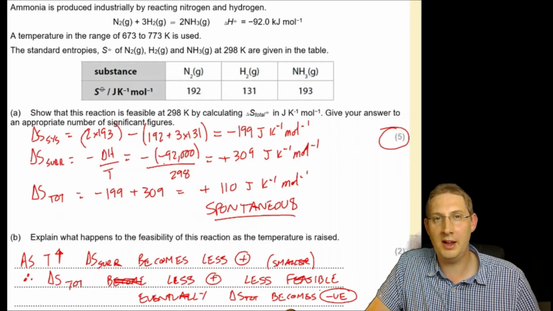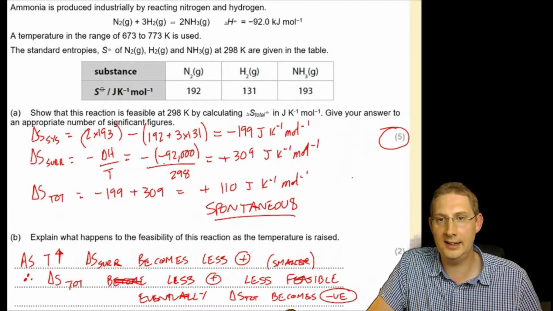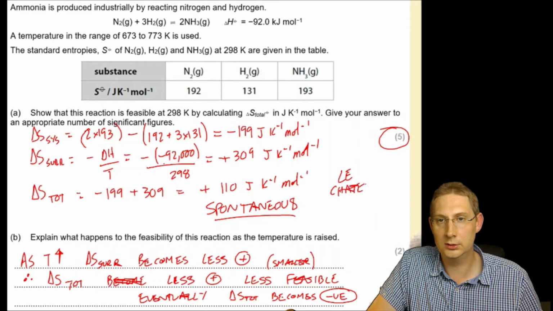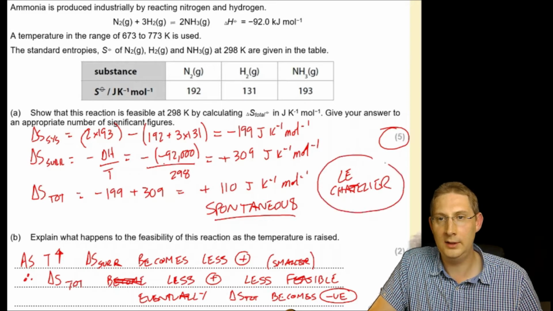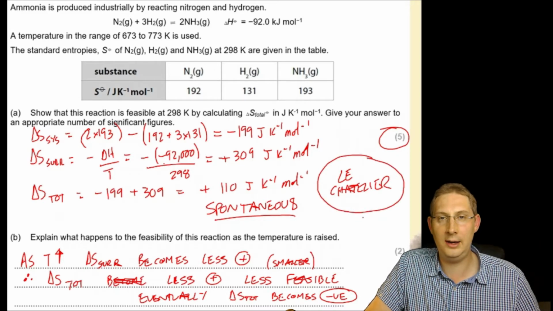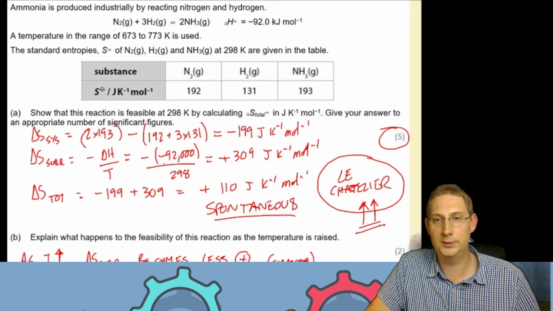You did a lot about the Haber process at GCSE, and I just want you to compare this idea to Le Chatelier. Because what you are explaining is why the yield goes down as the temperature goes up. In fact, what we are explaining here is Le Chatelier's principle.